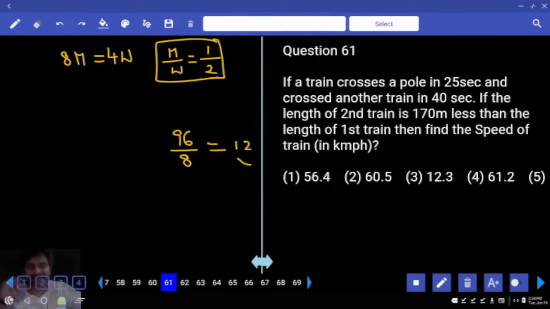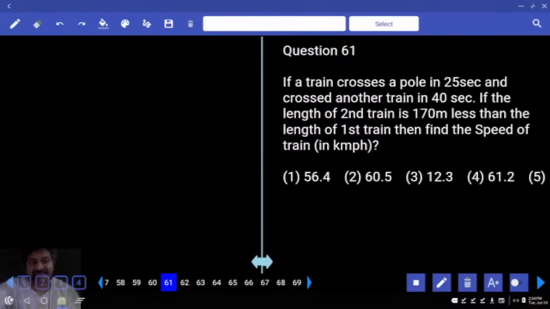If a train crosses a pole in 25 seconds, and crosses another train in 40 seconds, and the length of the second train is 170 meters less than the length of the first train, then find the speed of the train.